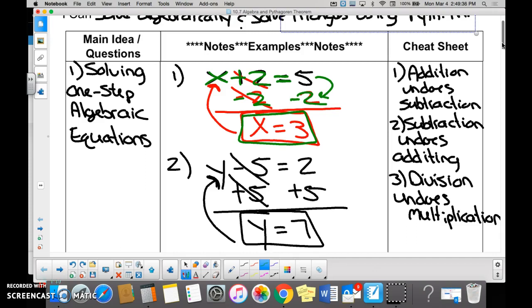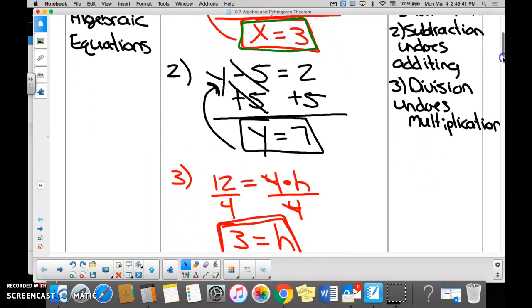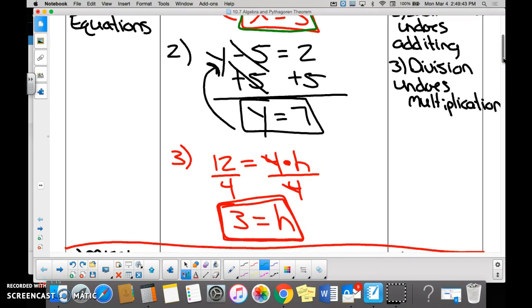Okay. Number 2 is the same type of problem, but instead of undoing with subtraction, we're undoing with what? Addition, because we have to undo this subtraction right here. And ultimately, the goal is to get y by itself.